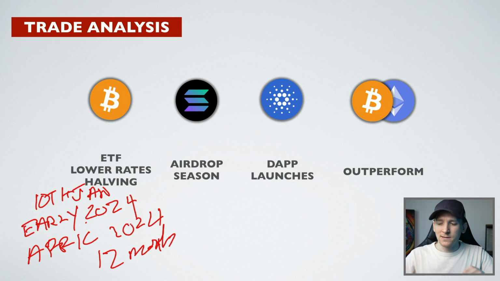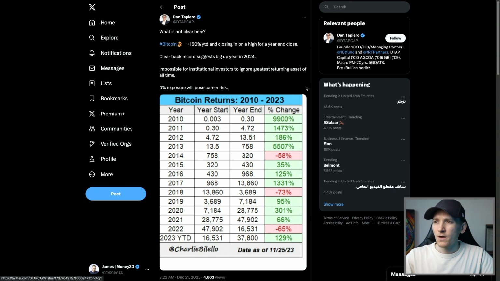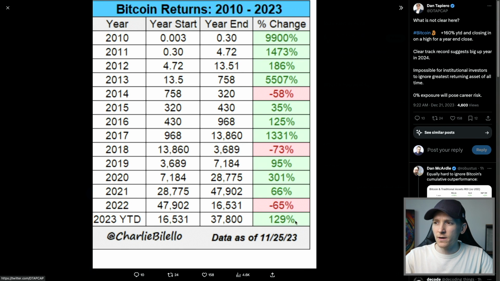As a trade analysis, when you're looking at other assets, we have to understand what's going on with them. I'll just show you with BTC here. You're looking at how this moves. So 2023 year to date, you can see 129%, but actually the halving year, which is next year or 2024 as of making this video, is usually a much higher year in terms of percentage gains.